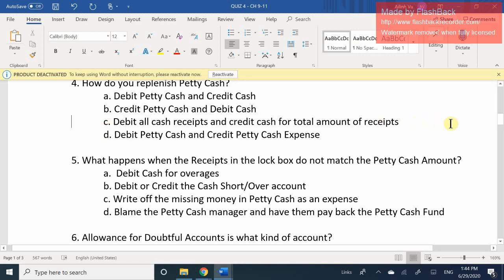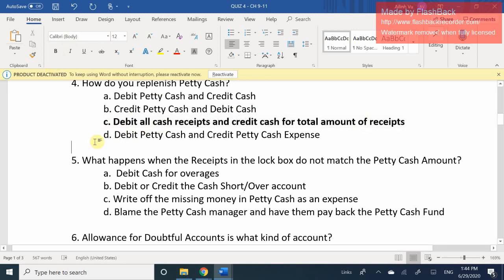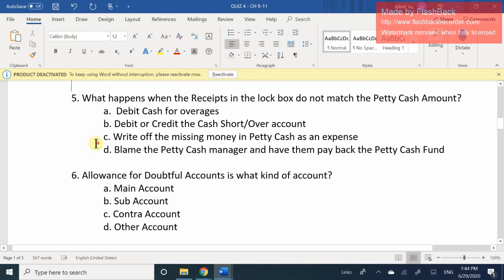C is correct. You need to calculate all the receipts and you're going to write a check with the total amount of receipts. Good. Number 5, okay? What happens when the receipts in the lockbox do not match the petty cash fund? B. Debit or credit the cash shortage? Yes. Cash shortage or cash overage? Yes.